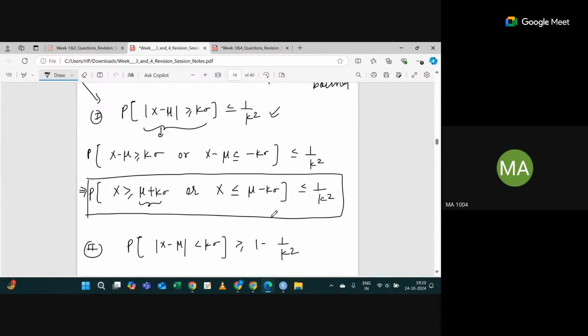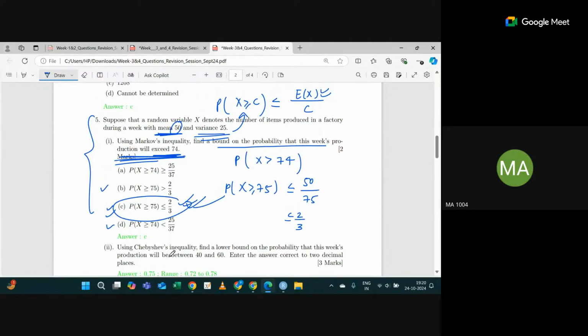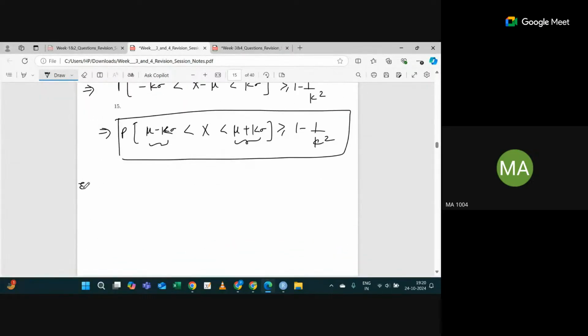Let's do this question. Using the Chebyshev inequality, find the lower bound on the probability that this week's production will be between 40 and 60. That means probability X lies between 40 and 60. This will be greater or equal to some value. Are you getting? So let's do that question. X is given to us, expectation of X is 50, variance of X is 25. You have to find the lower bound that X lies between 40 and 60.